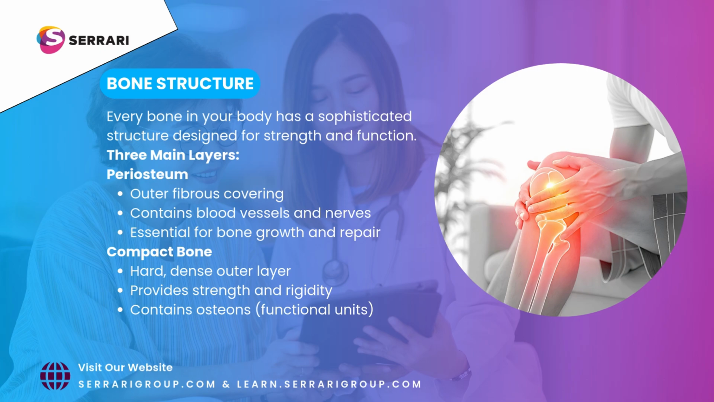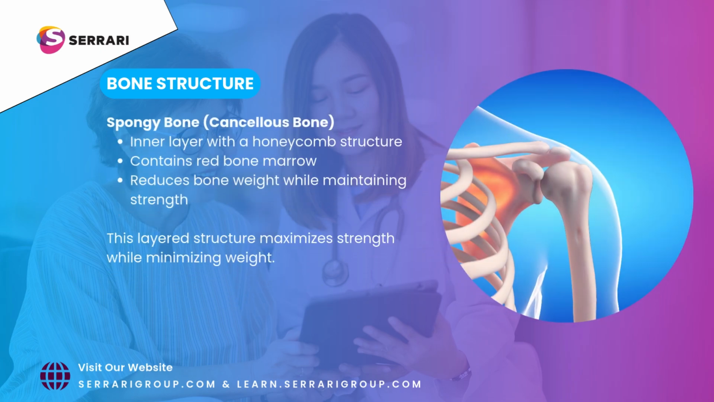Compact bone: hard, dense outer layer. Provides strength and rigidity. Contains osteons, functional units. Spongy bone, cancellous bone: inner layer with a honeycomb structure. Contains red bone marrow. Reduces bone weight while maintaining strength. This layered structure maximizes strength while minimizing weight.